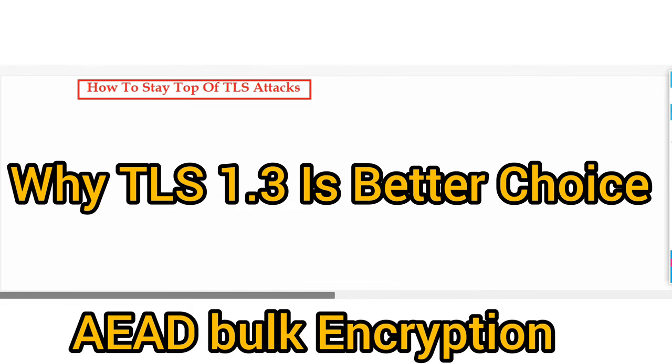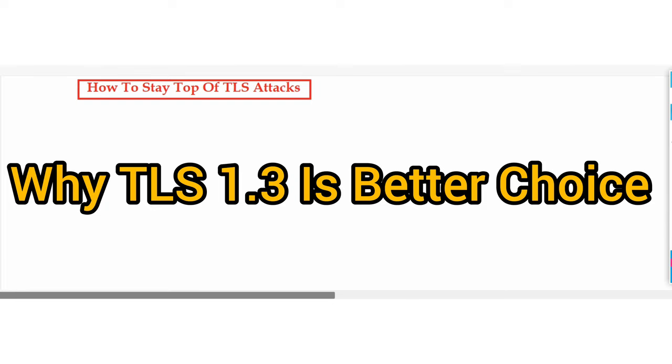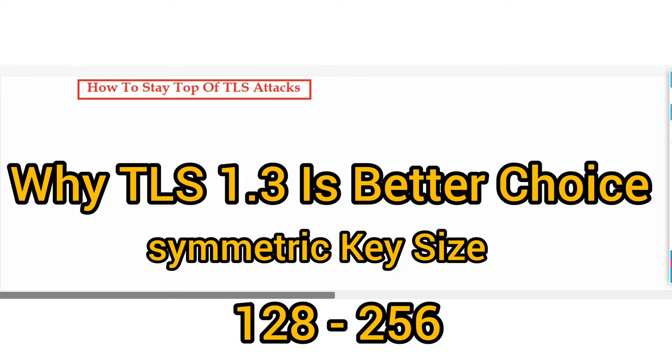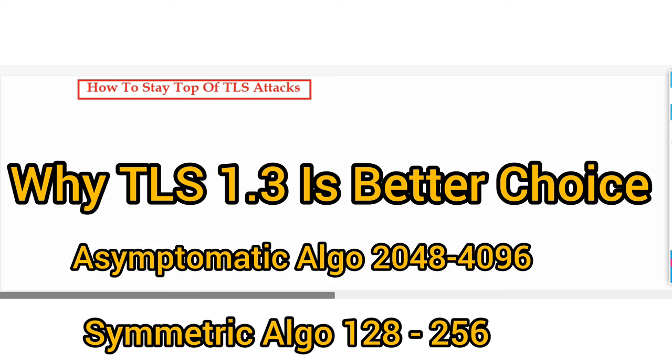TLS 1.3 necessitates AEAD bulk encryption instead of block mode ciphers, which have known vulnerabilities and flaws. TLS 1.3 gives robust cryptography algorithms and keys, as the most secure SSL certificates use strong cryptography algorithms and keys. They use 2048 to 4096 bit sized keys for asymmetric encryption, and 128 to 256 bit sized keys for symmetric encryption. Note, keys smaller than this range are not secure.